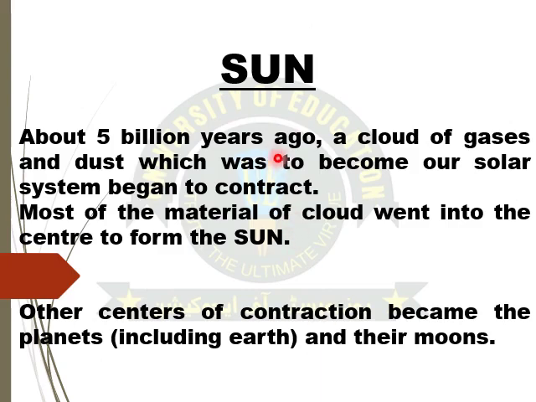If we talk about the Sun, about 5 billion years ago, a cloud of gases and dust came together and became our solar system. Most of the material of the cloud went into the center to form the Sun. Other centers of contraction became the planets and their moons. Among these planets, the Earth was included.